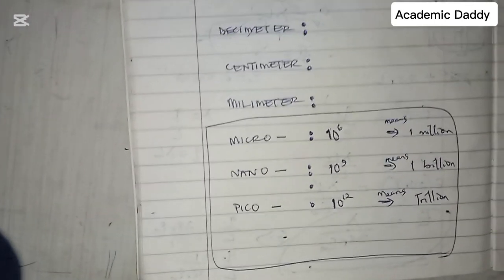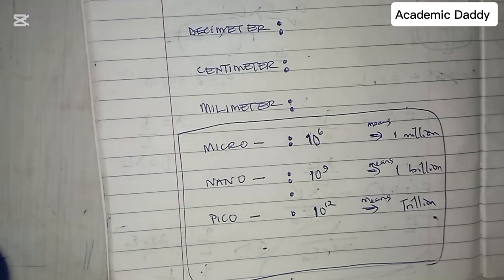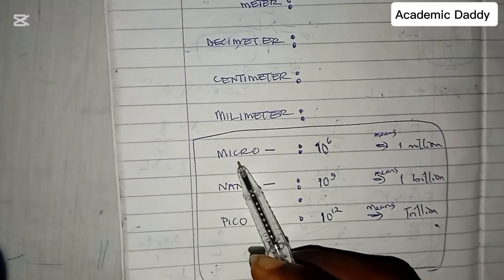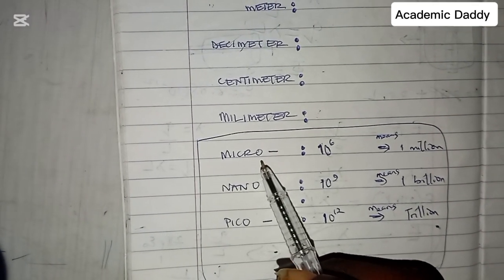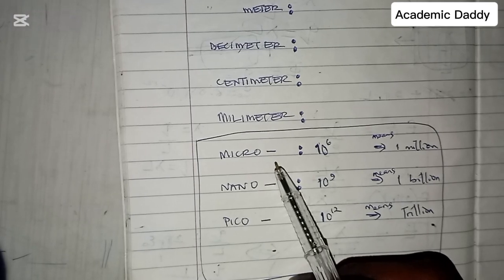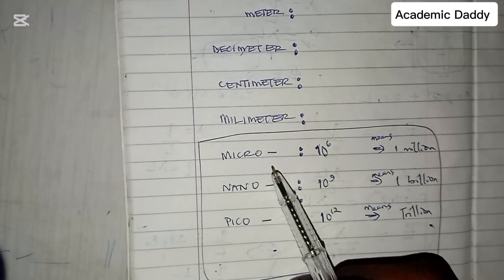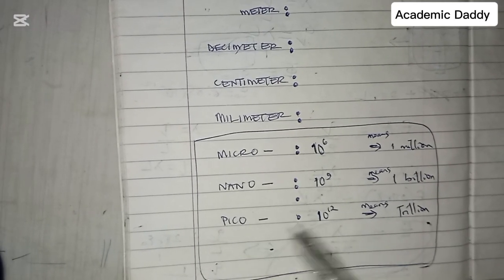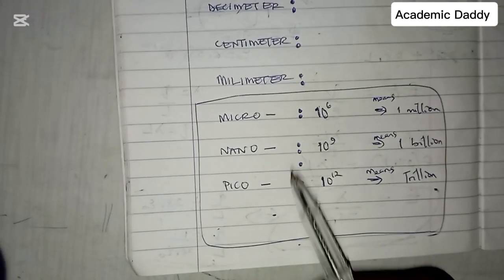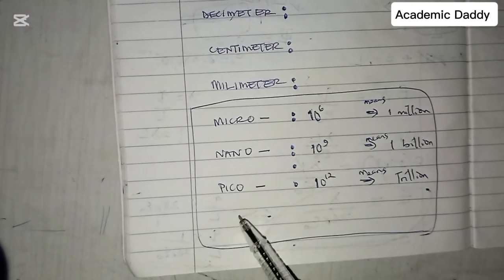I need you to note that. That's why I drafted it. So if I hear microjoules, it simply means 1 million microjoules is equal to 1 joule. So that's why I drafted it out. Anytime you hear micro, nano, or pico.